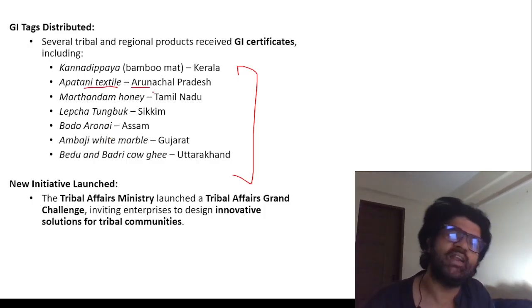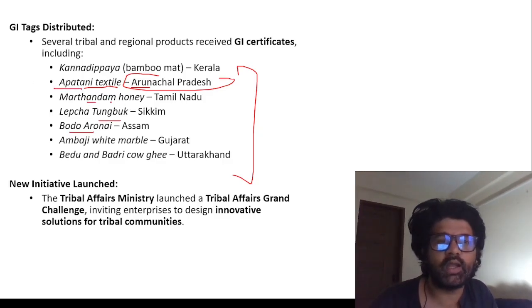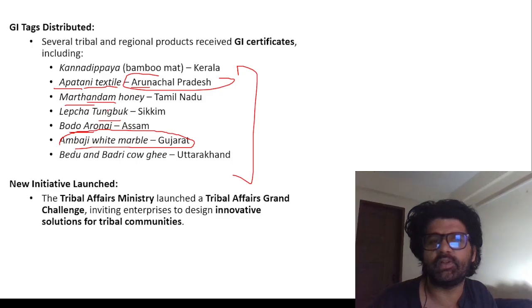Apatani textile. Oh, I love Arunachal. Apatani is also a tribe there. Lepchatungbuk, Bodo Arunai, Marthandam honey, Ambaji white marbles. It's in news constantly. Marthandam honey also. Tamil Nadu people, they're the cutest people in the whole world. Badri cow ghee.